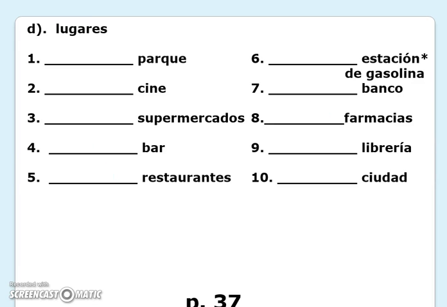Continuing on, lugares or places. Go through and do 1 through 10. Pay attention that number 6 has 3 words, so you're going to use the first word, and the first word is an exception to the masculine-feminine rule. Pause the video and see if you know if the right answer is el, la, los, or las.